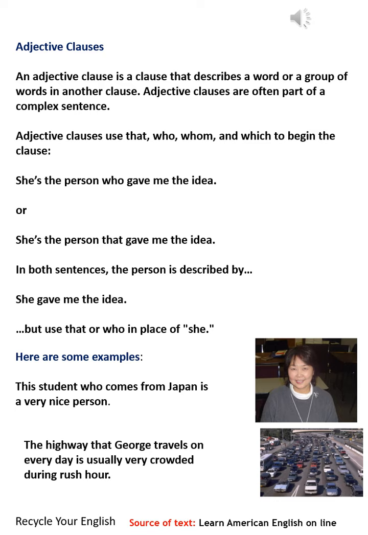She's the person who gave me the idea. Or, she's the person that gave me the idea. In both sentences, the person is described by "she gave me the idea," but use that or who in place of "she." Here are some examples.